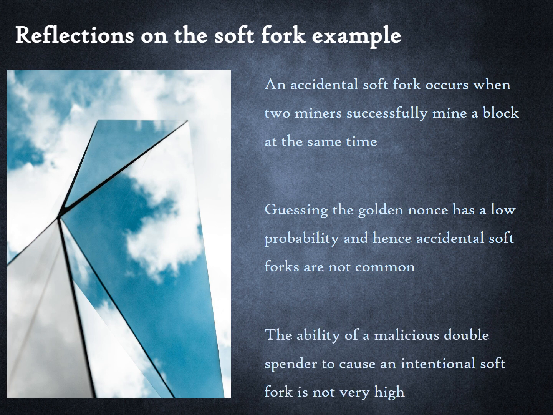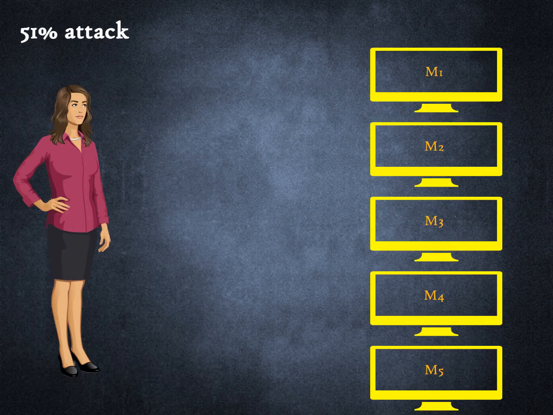The ability of a malicious double spender like Alice to cause a soft fork in a way that her 2 transactions end up occurring in different blocks is not very high. However, the scenario envisioned can occur, and hence waiting for a few confirmations is a good practice for anyone receiving Bitcoin payments. We will now cover the second scenario of a 51% attack.